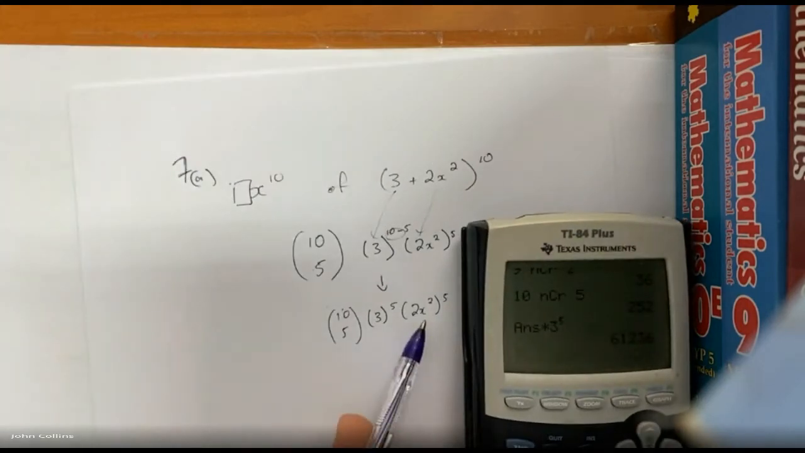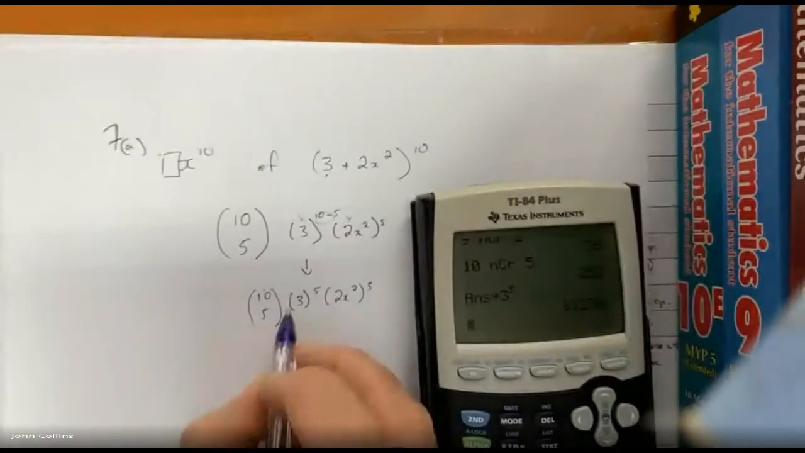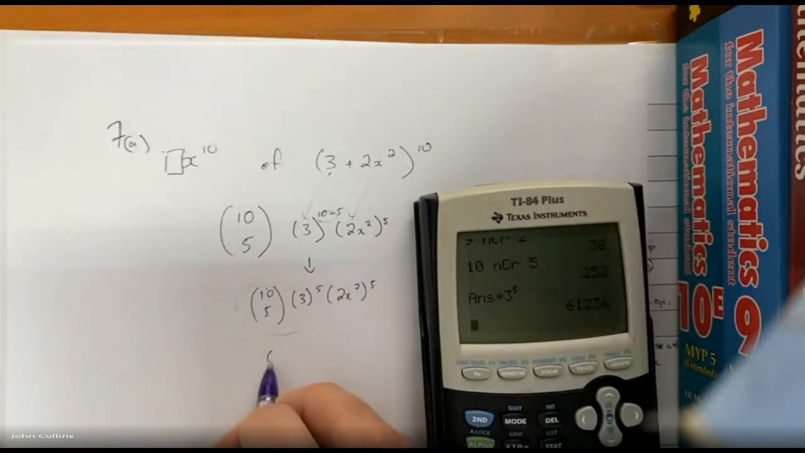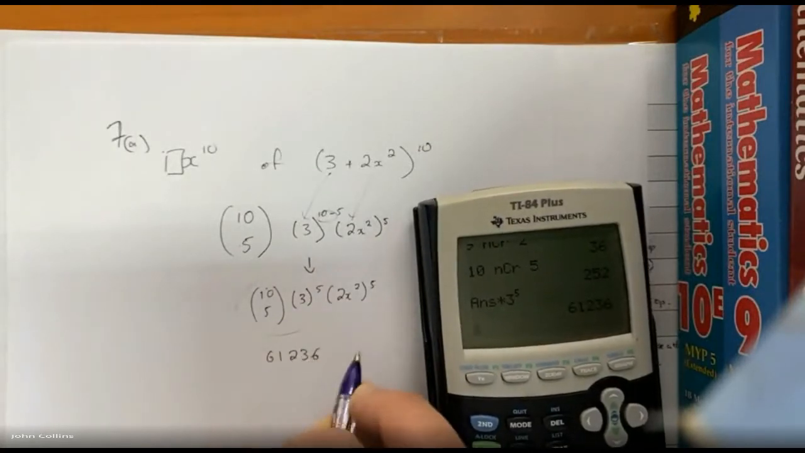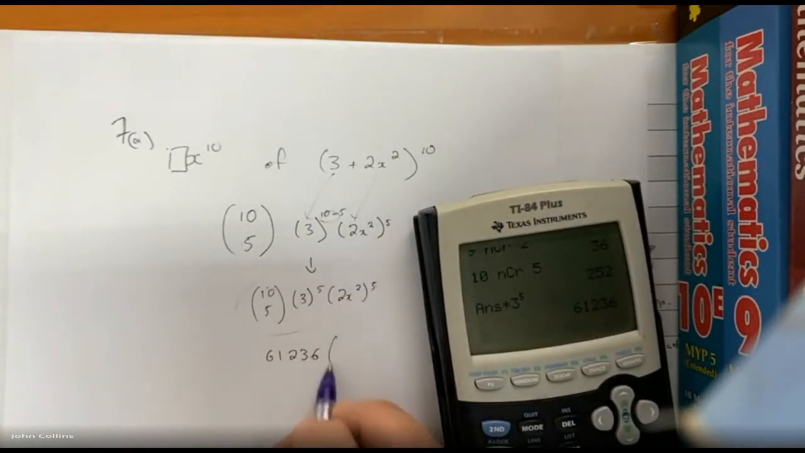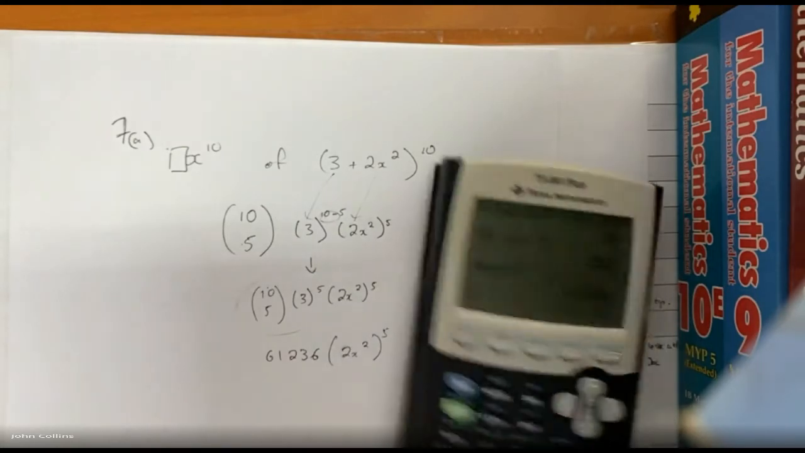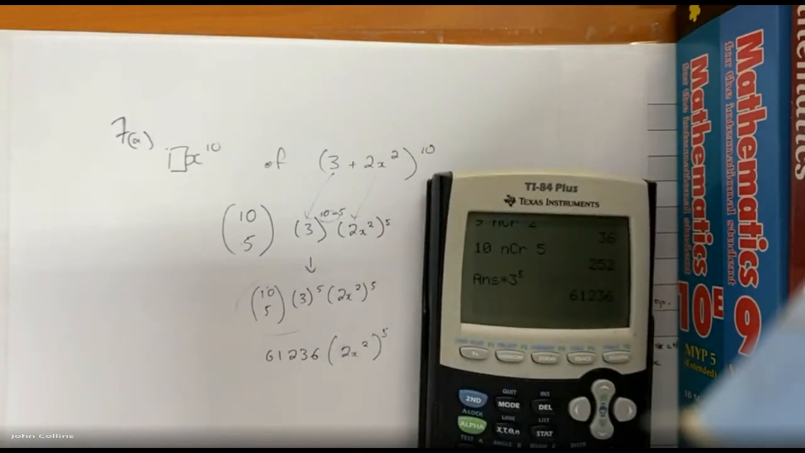Okay, now I haven't dealt with that yet, but I know that these two combined is 612,36. Now this 2x squared still needs to be to the power of 5, which means that 2 is going to be to the power of 5. So what's 2 to the power of 5? I think it's 32, isn't it? So I need to multiply this large number by 2 to the power of 5. Multiply my two answers together.